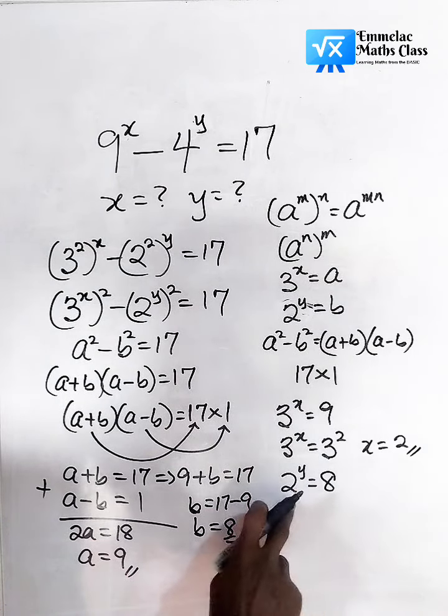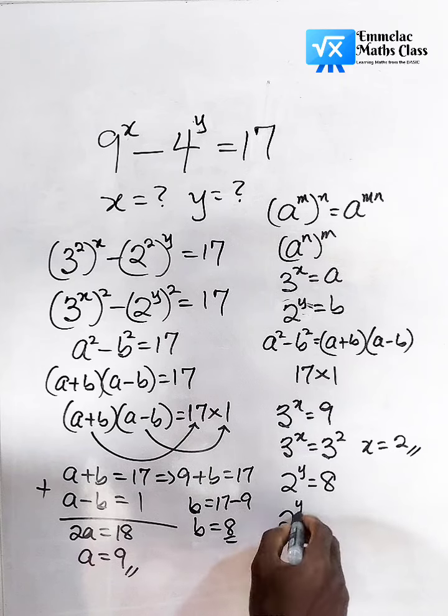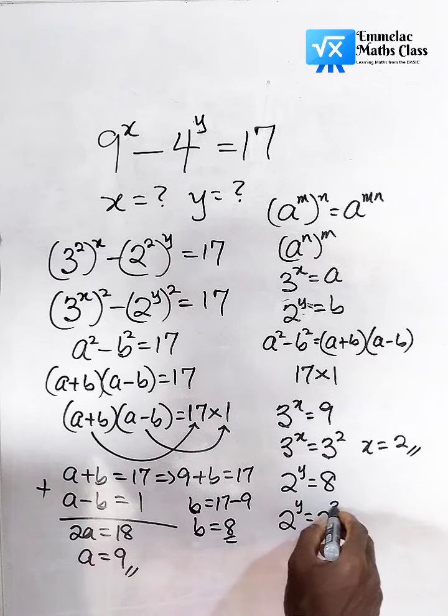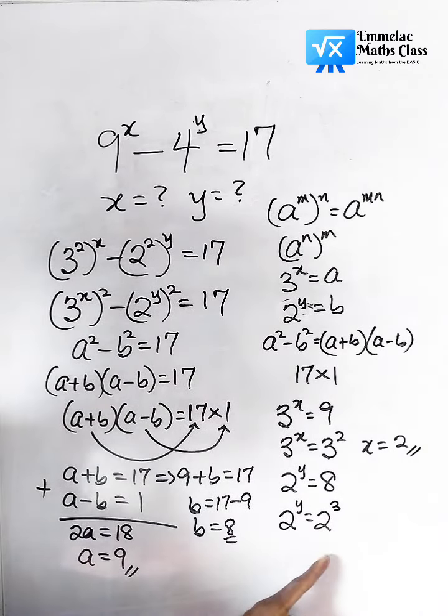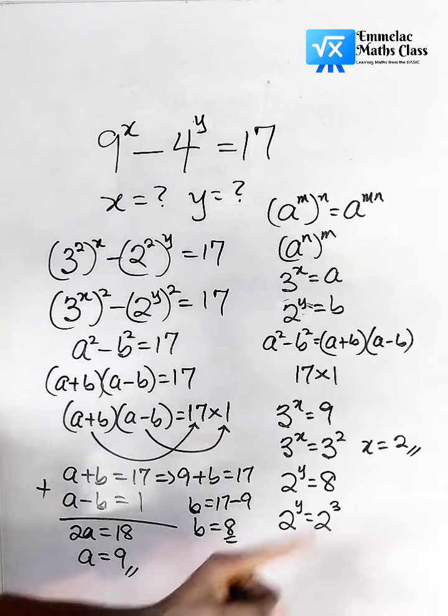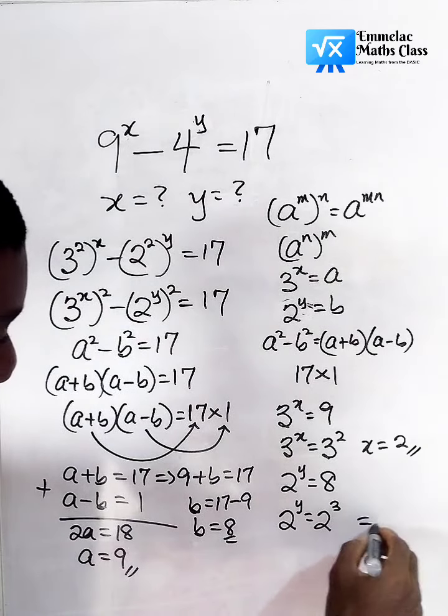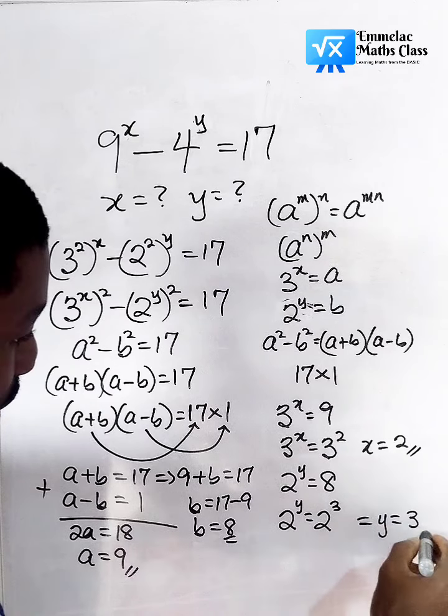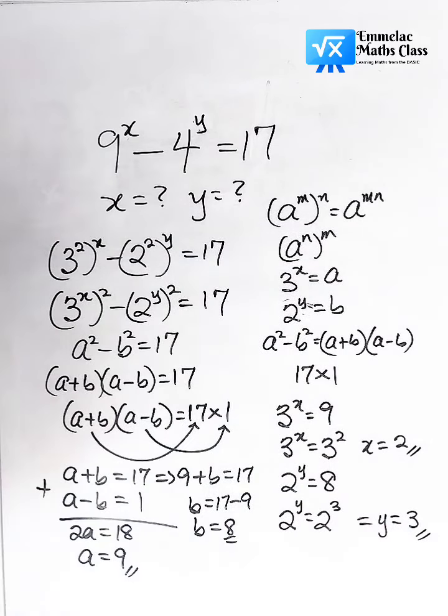Now reduce 8 to a base of 2, you have 2 raised to the power of y equals 2 raised to the power of what? 3. And that's because 2 times 2 times 2 in 3 places will give us 8. So to this point, you can say that y equals what? 3. Okay, so this is the solution to this exponential equation.